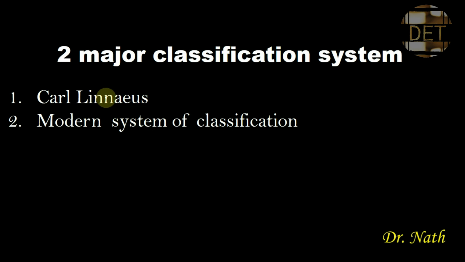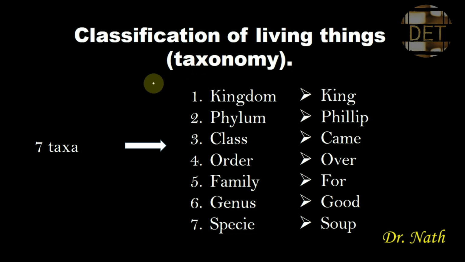Whether it is the Carl Linnaeus system of classification or the modern system of classification, living things are classified into 7 taxa. The taxa here is like a group, from taxonomy. So in other words, living organisms are classified into 7 groups. And the 7 taxa are kingdom, phylum, class, order, family, genus, and species. And they are arranged in this order. We can use an acronym to remember the 7 taxa, or in other words, the 7 groups.